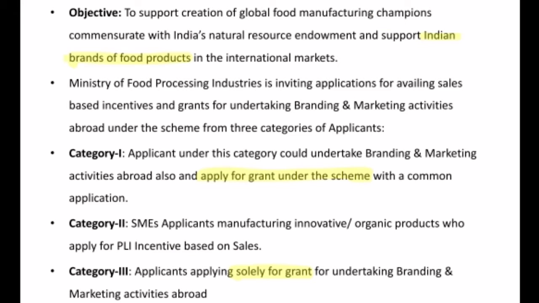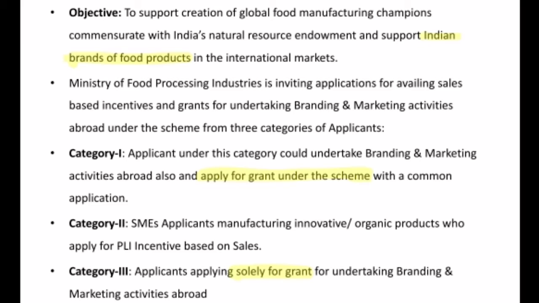The objective of this scheme is to encourage the Indian brands of food products. In India, we are having some specific and intensive culture of food. So when we get this food culture onto the national forum, the world forum, we'll be getting a demand for this product. Then only we can encourage this scheme and the fund.